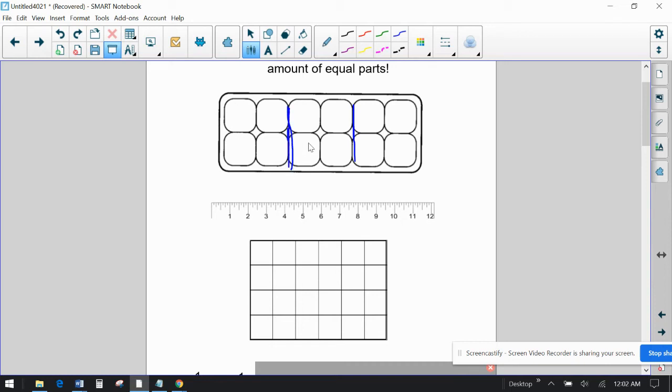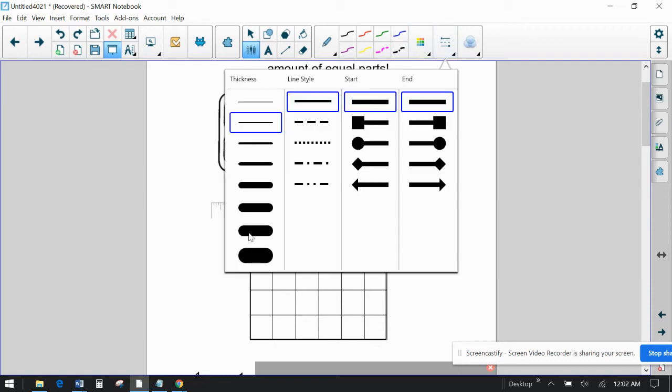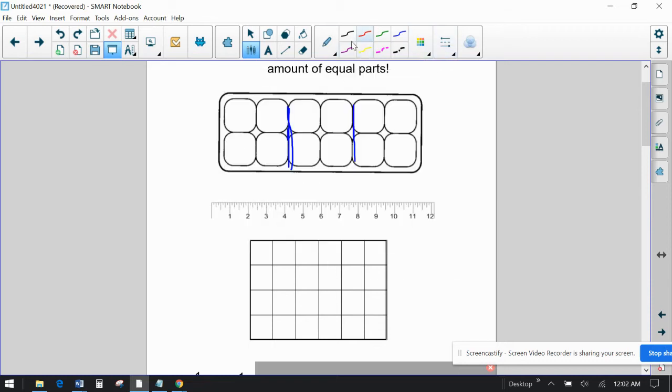So I have just divided this egg carton into 3 equal parts. And if I counted the amount of eggs in each, it's all the same number, so I know I did it correctly. So 4 of these eggs would equal 1/3.